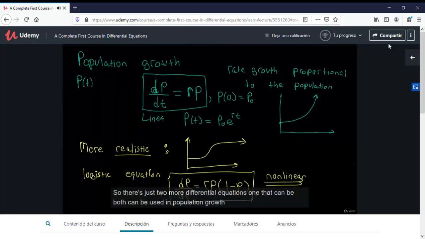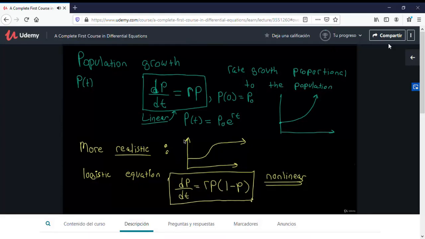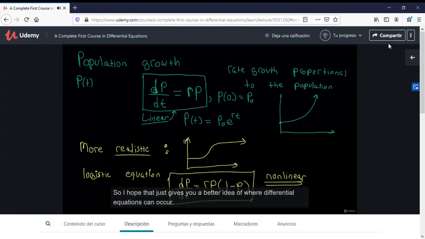Okay, so there's just two more differential equations, both of which could be used in population growth or many different instances. Okay, so I hope that just gives you a better idea of where differential equations can occur. There's many more that we haven't looked at yet, and we'll look at more examples later on after we do some more theory and actually start to learn how to solve these differential equations and classify them and so on.